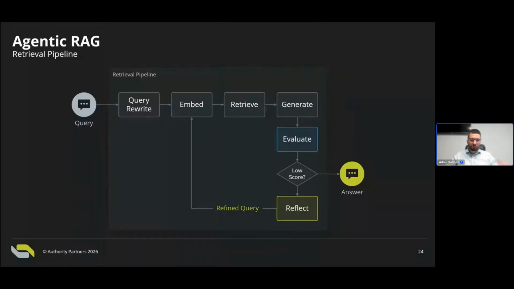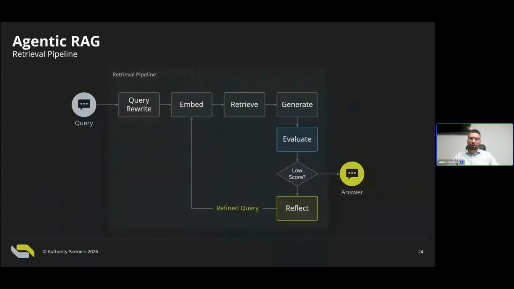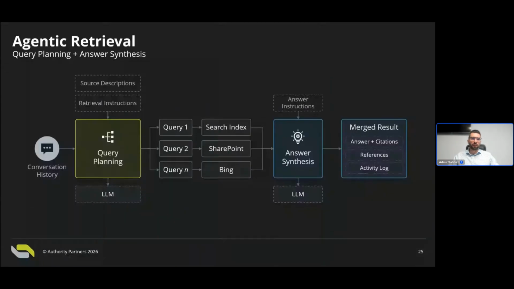Now, as I already mentioned before, Azure AI Search has its own take on agentic RAG, its own implementation. It's not exactly the same as the one we showcased here. This is what we would typically have. In Azure AI Search, it's a little bit different, but it follows the same principles. It's the same concept under the hood.